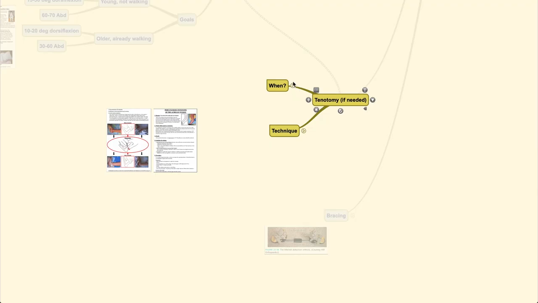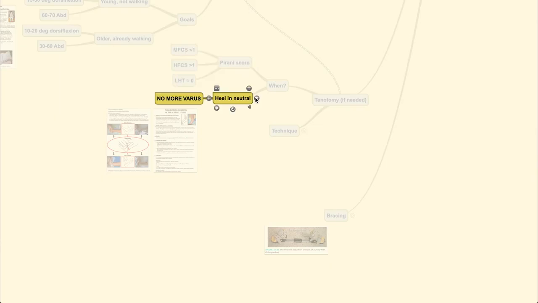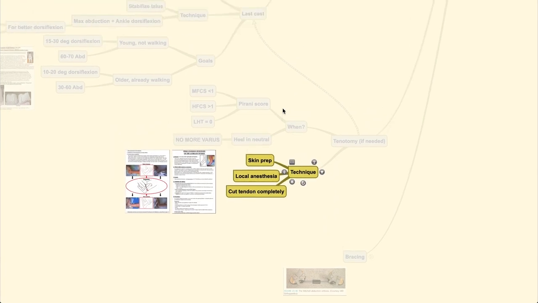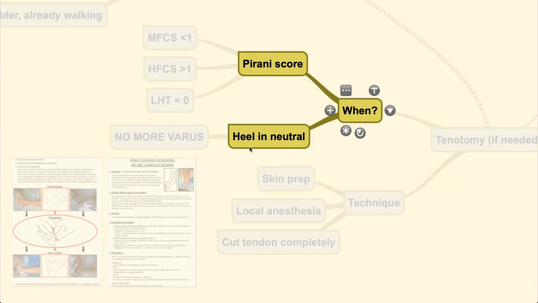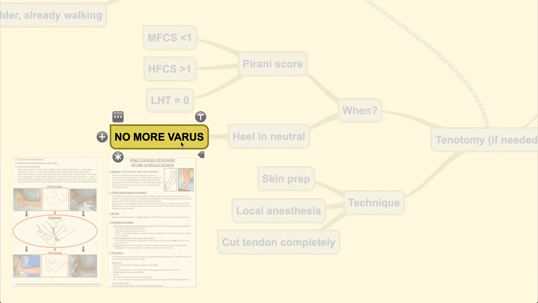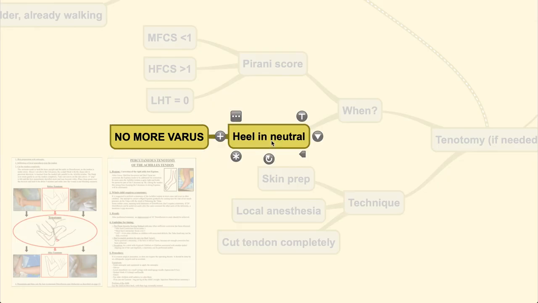This is the third step of the Ponseti method. The tenotomy is usually done during a very specific period of time. It is done when the Pirani score of the patient, the MFCS score, is less than 1, the HFCS score is more than 1, and the lateral head of the talus is 0 or not palpable. The other thing about tenotomy is that it is done when the heel is in neutral position and no longer in varus position. Keep that in mind because varus is bad. Neutral is acceptable. Slightly valgus is our goal.